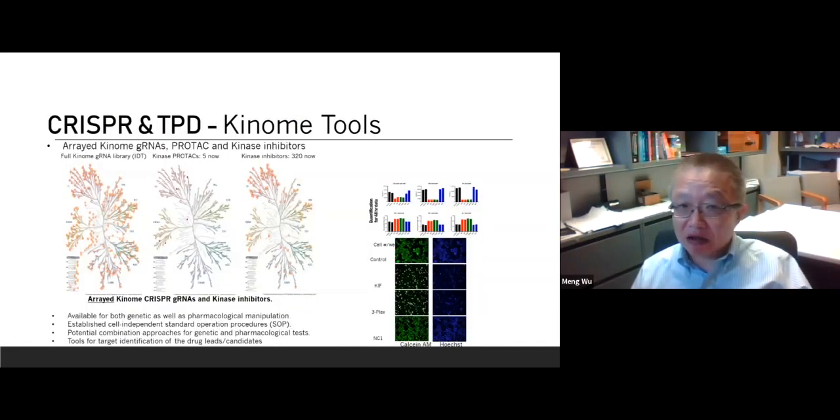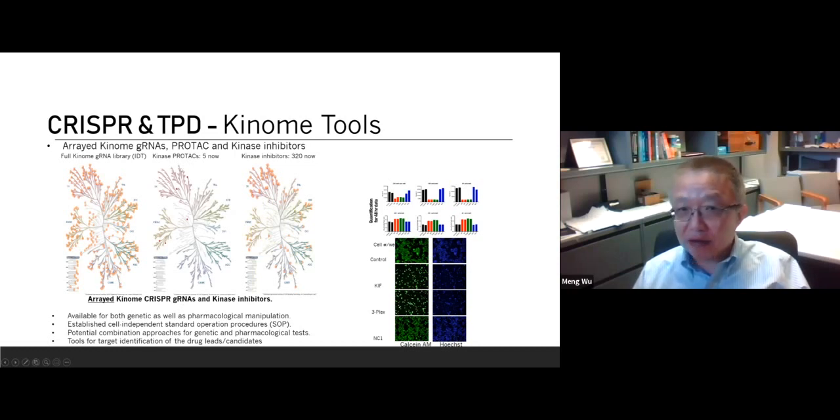So this is the biological side. We have a guide RNA library here, but I should point out that people working with CRISPR usually work with a pooled library. We are not. We work with an arrayed library, meaning each well has an individual guide RNA. We do have a kinome guide RNA library covering the whole kinome, and you can see the arrayed guide RNA library here.